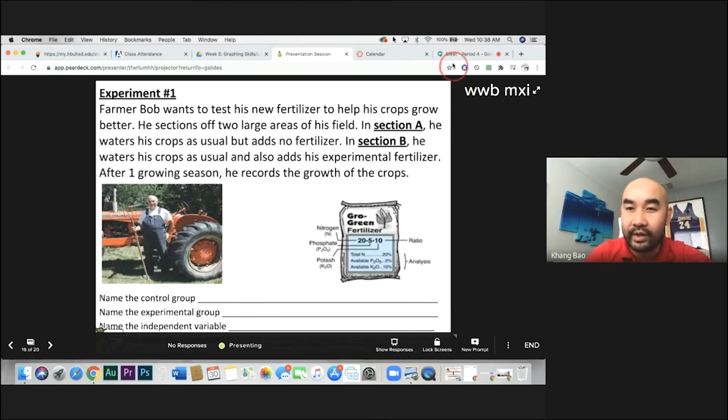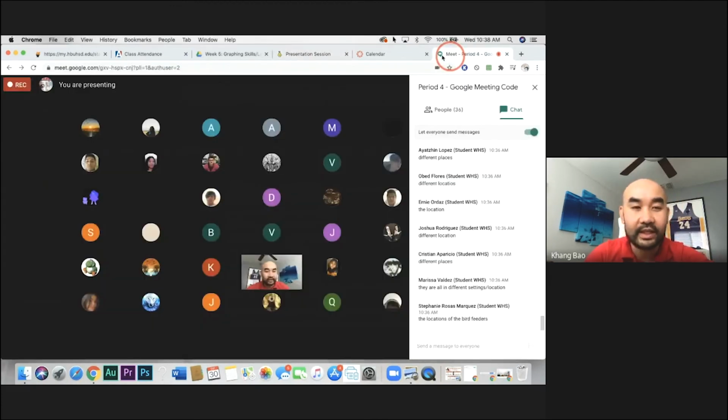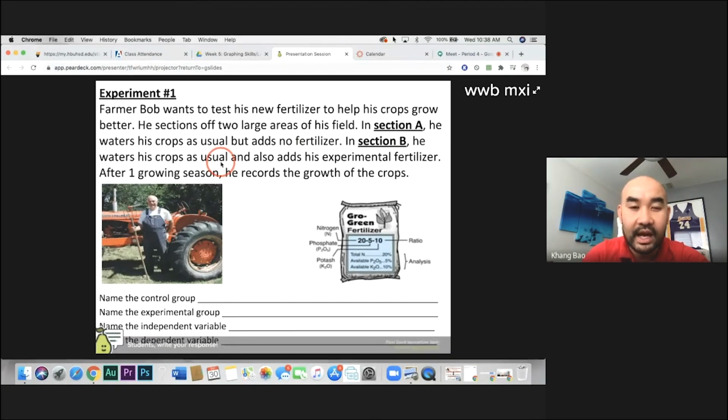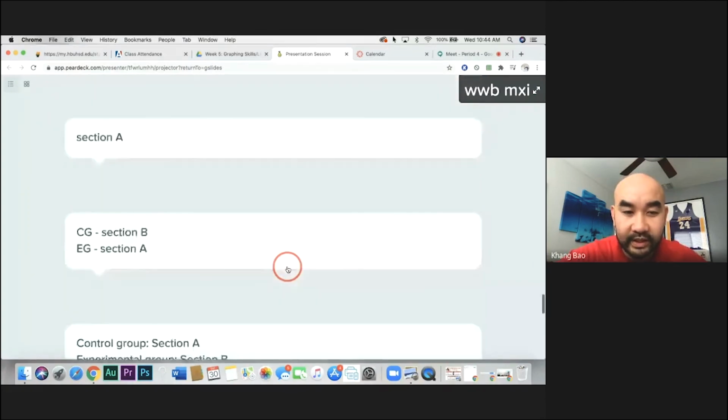There's two more experiments I want you guys to answer for me. All right, let's read it together. Farmer Bob wants to test his new fertilizer to help his crops grow better. He sectioned off two large areas of his field. In section A, he watered his crop as usual but adds no fertilizer. In section B, he watered his crop as usual and also adds his experimental fertilizer. After one growing season, he records the growth of the crops. So again, make sure you answer them.